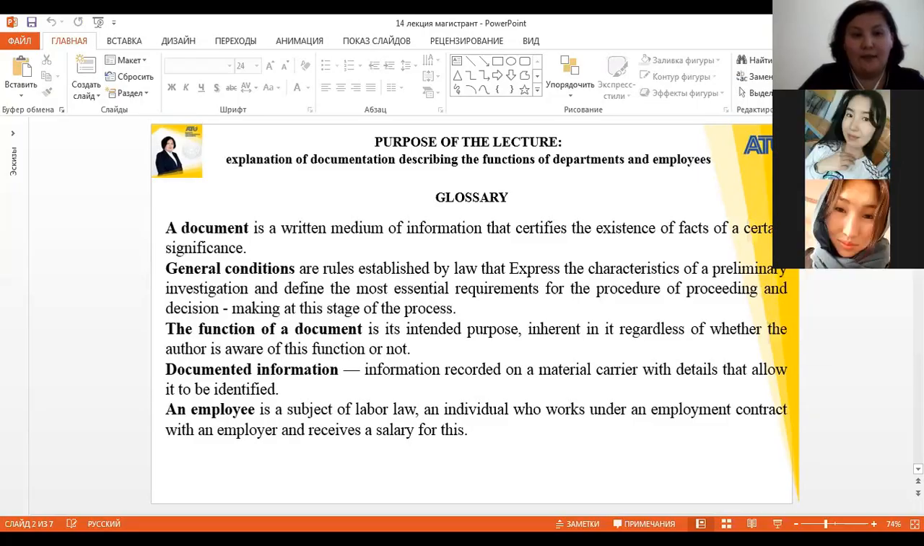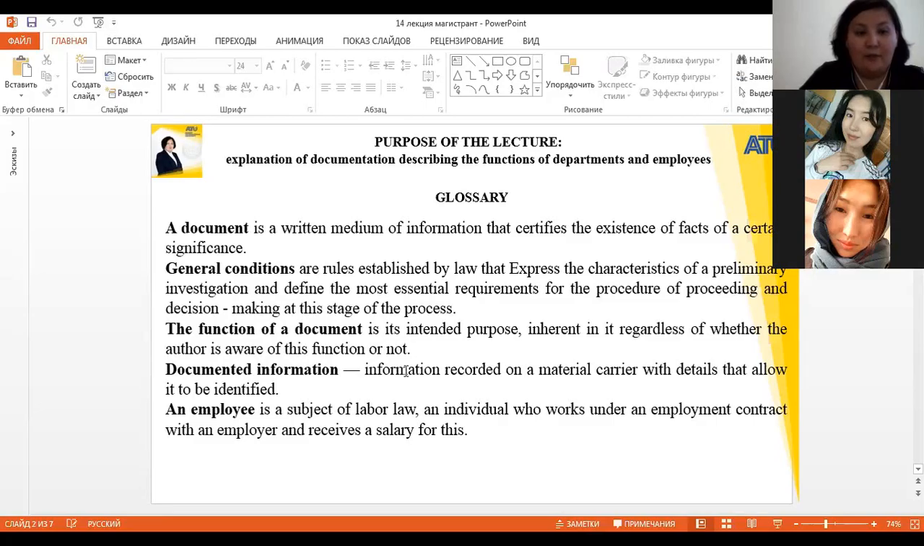A document is a written medium of information that certifies the essence of facts of a certain signification. General conditions are rules established by law that express the characteristics of primary invasion and define the most essential requirements for the procedure of processing and decision making at each stage of the process.